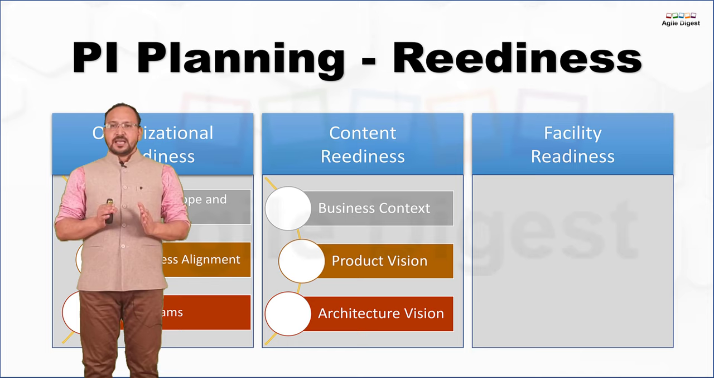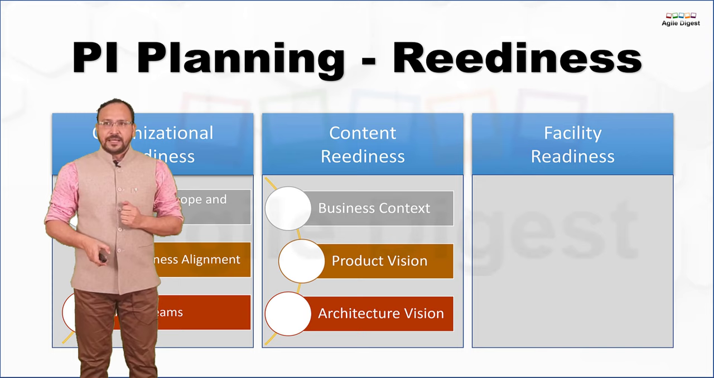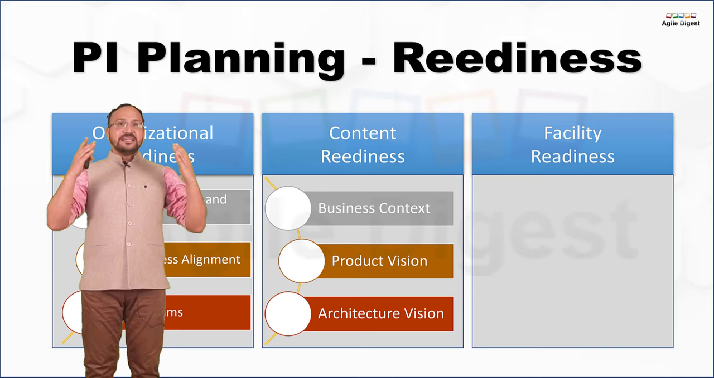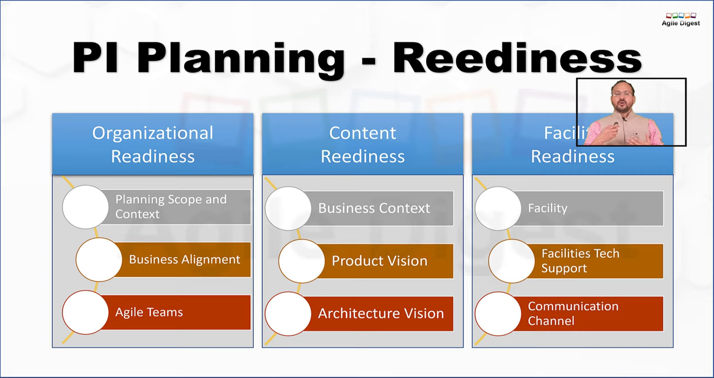We start our PI planning with these three, and we'll look into that in detail when we deep dive into our PI planning. Also, if you are running a 2-day meeting, you need to have readiness on your facilities, where you can accommodate 150 people, or if you are working distributed, how your video conference will work, how everyone will communicate, and how everyone will share their program board. All those facilities you need to have, so facilities or tech support, and similarly, how you will start working on communication.